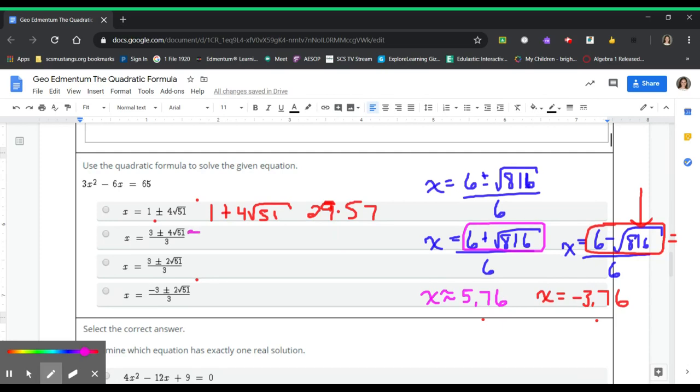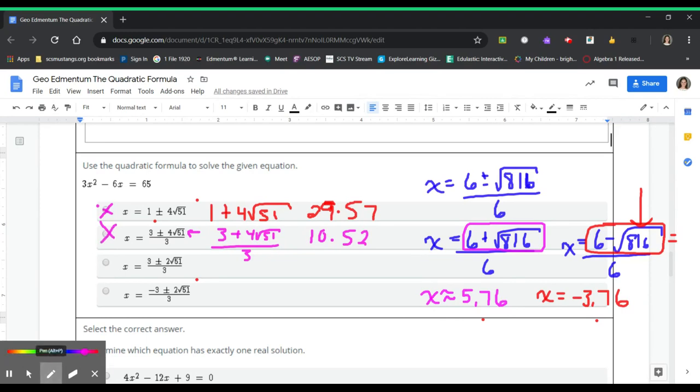All right, so if I try the next one, I'm going to do the same process that I did before, where I'm going to type in the stuff that's in the top, hit the equals button, and then divide by 3. So I'm going to do 3 plus 4 square root of 51, and that gave me 31.5657, divided by 3, and that's going to give me 10.52. And again, what I put in my calculator was 3 plus 4 square root of 51, hit the equals button, and then divided that by 3.